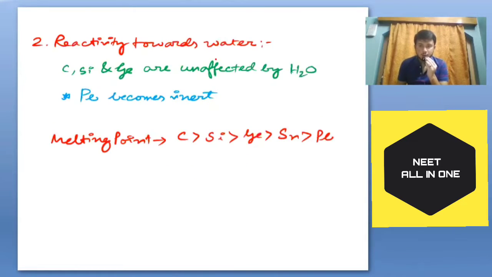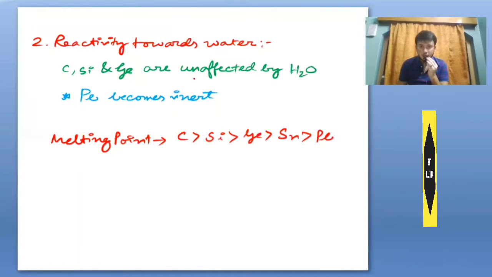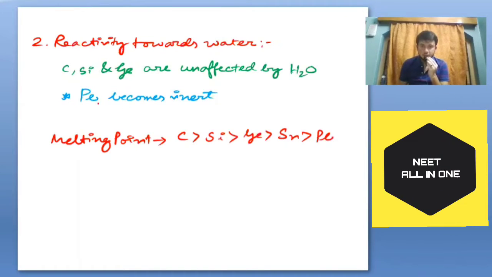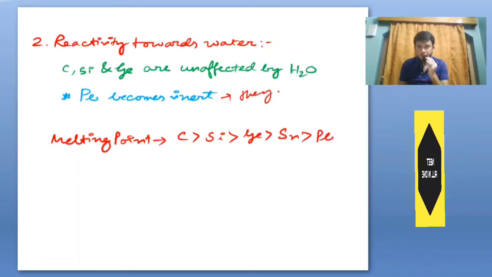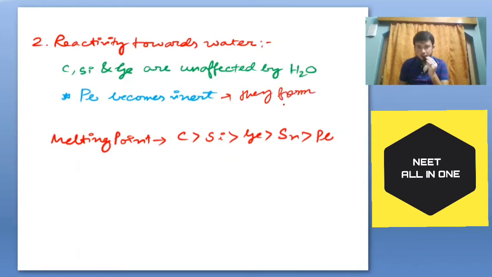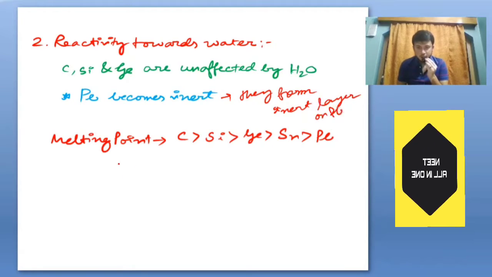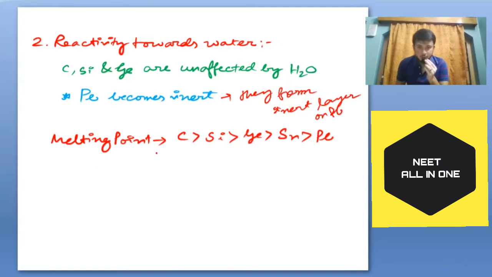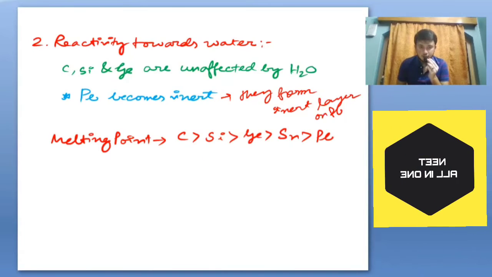Okay. Next is reactivity towards water. Now, C, Si, and Ge are unaffected by H2O, but Pb here becomes inert on reacting with water because they form an inert layer on the surface of this Pb metal. Then our melting point is carbon greater than silicon greater than Ge greater than Sn greater than Pb.